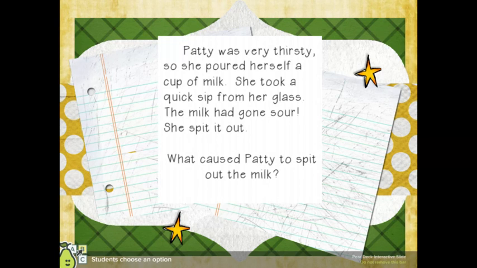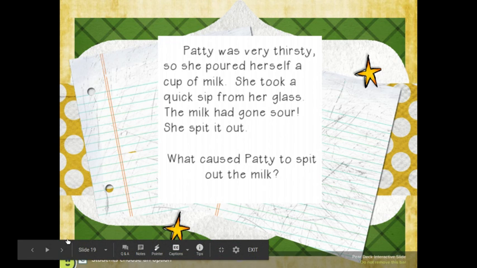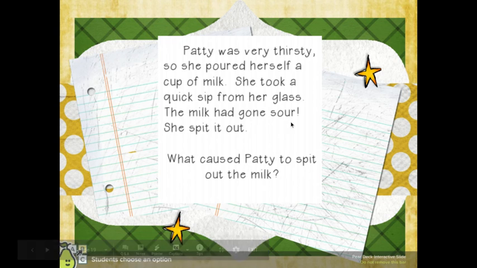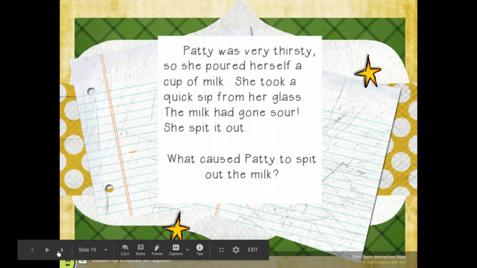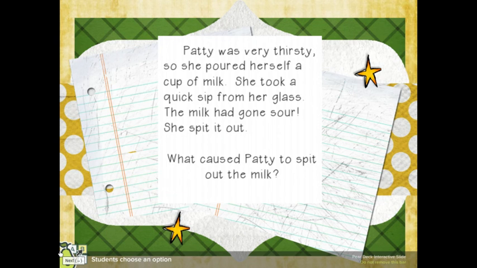If I had to pick an answer, I would say Patty spit out the milk because the milk had gone sour. So the milk had gone sour was the cause, and the effect, she spit it out. Let's do another one where they ask you to find the effect.